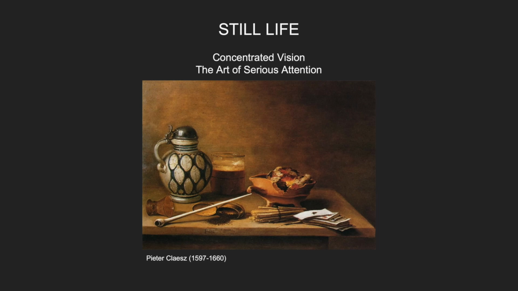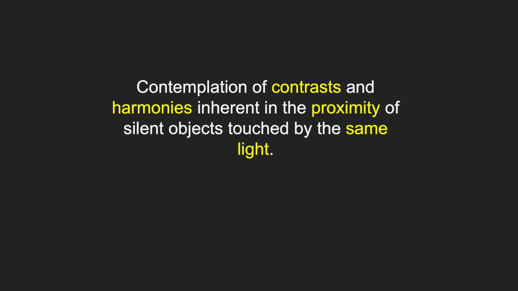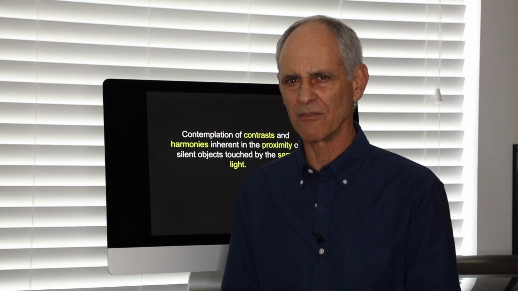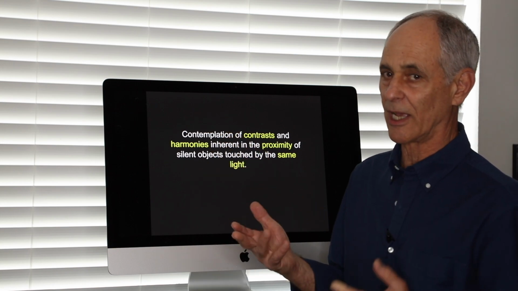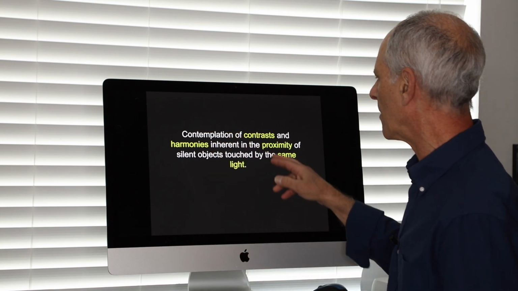So let's have a look first at the history of what still life is. Still life is concentrated vision. It's the art of very serious attention. And in essence, there are some elements to what make a still life different from other aspects of art subject matter. One is contemplation, again, to be thinking about something.